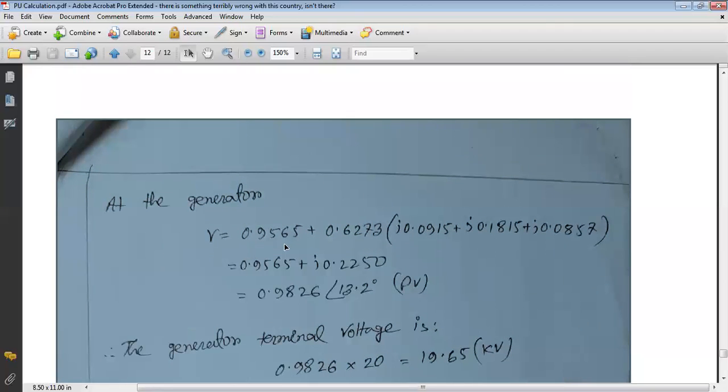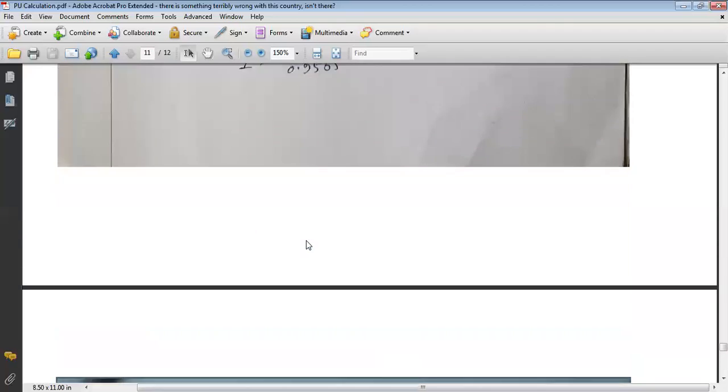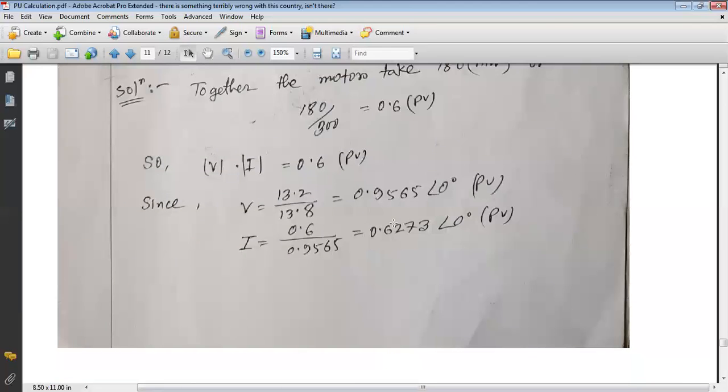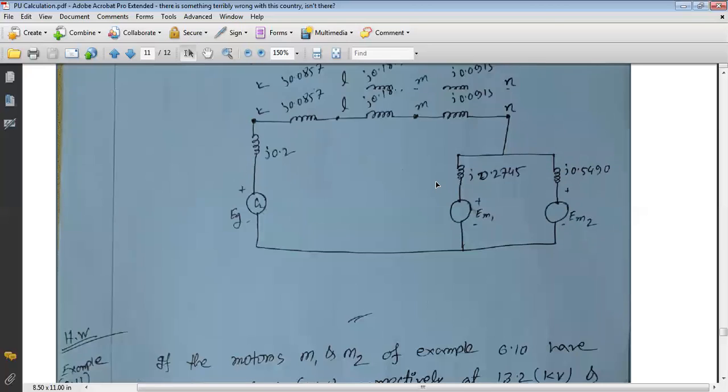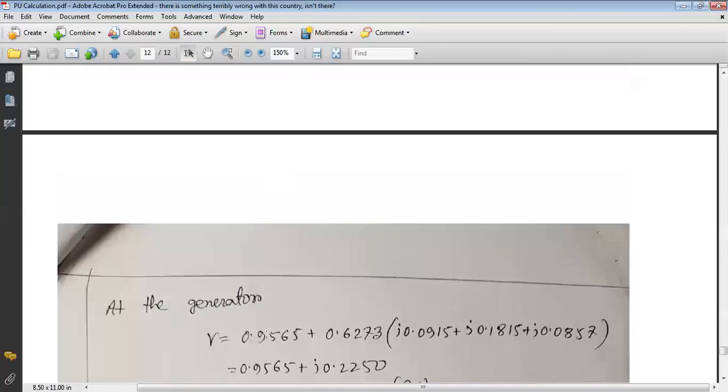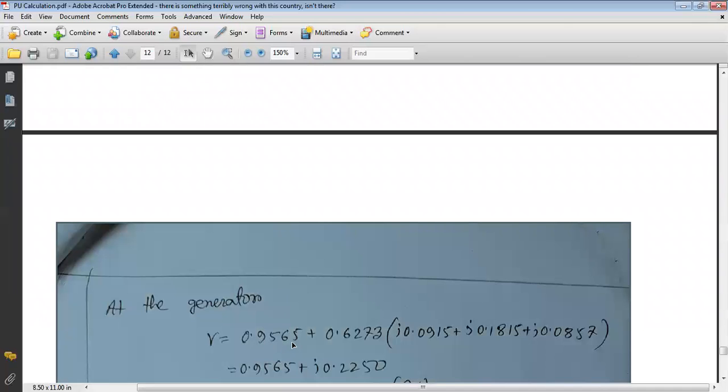So here 0.9565. What is the voltage 0.9565? It is the voltage at the motor terminal. If we see the reactance diagram, these two motors are connected in parallel. In a parallel branch, voltage should be the same. That's the reason this is the motor terminal voltage 0.9565.